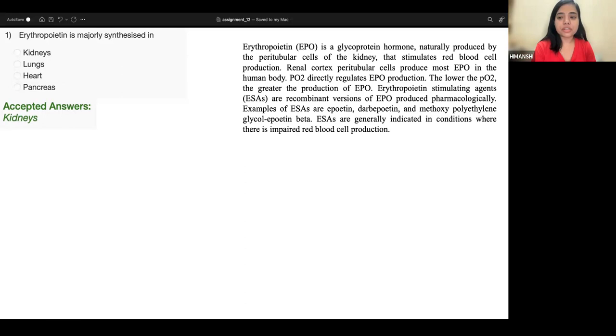Renal cortex peritubular cells produce most EPO in the human body. Partial pressure of oxygen directly regulates EPO production. The lower the partial pressure of oxygen, the greater the production of EPO. Erythropoietin stimulating agents are recombinant versions of EPO produced pharmacologically. Examples of erythropoietin stimulating agents are epoetin, darbepoetin, and methoxy polyethylene glycol-epoetin beta. ESAs are generally indicated in conditions where there is impaired red blood cell production.